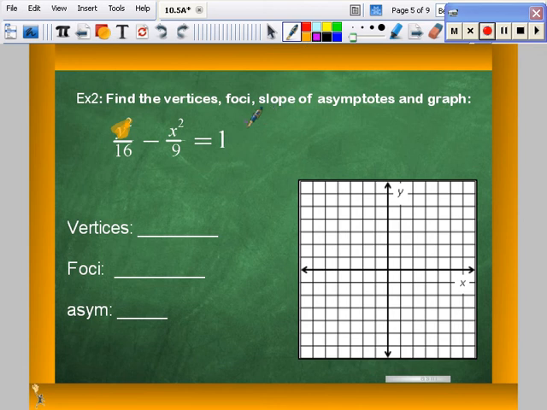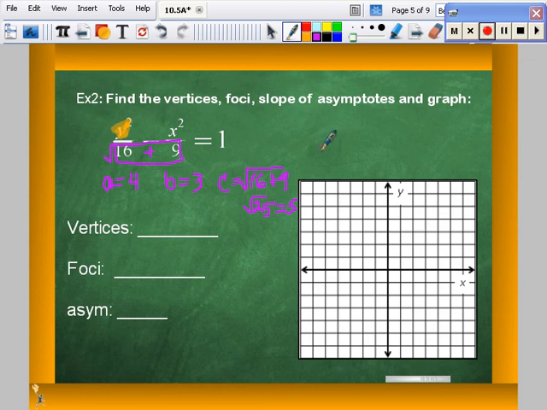First thing we want to do is establish our a. So let's take the square root of 16. Remember, a always leads. So a equals 4. It looks like our b is 3. Let's go ahead and find our c. We find our c by adding the denominators. 16 plus 9. I'm going to write that out for you so you can see how it works. 16 plus 9, and you get the square root of 25, which is 5.